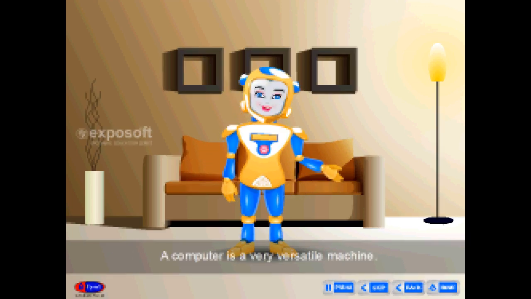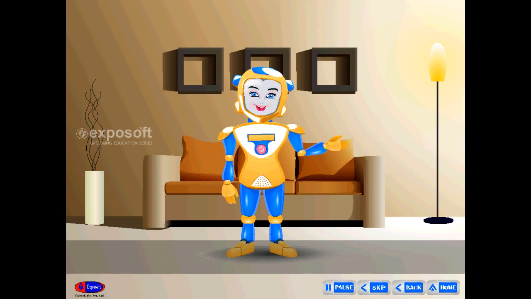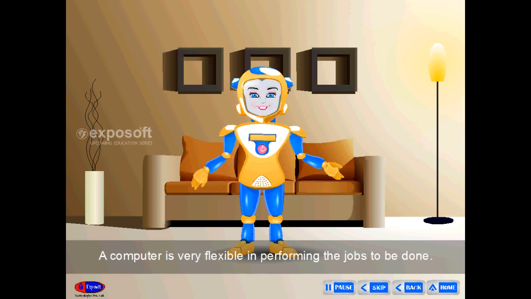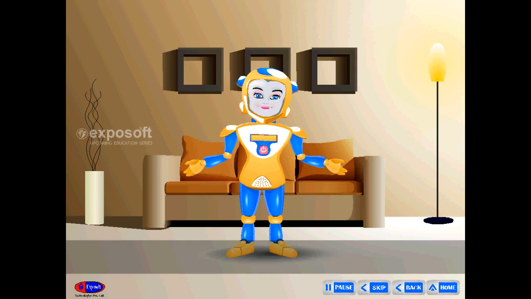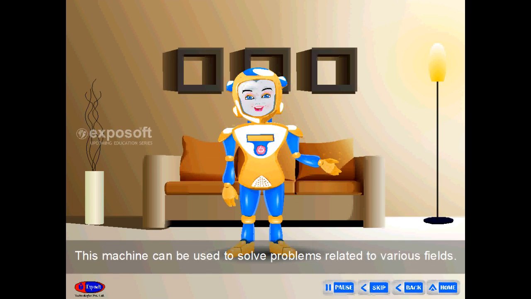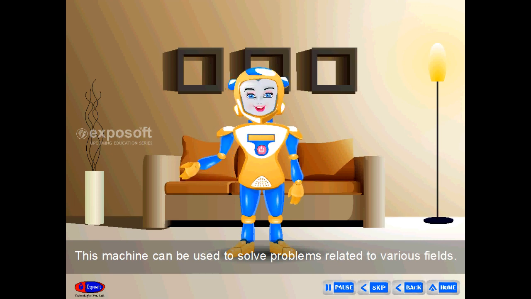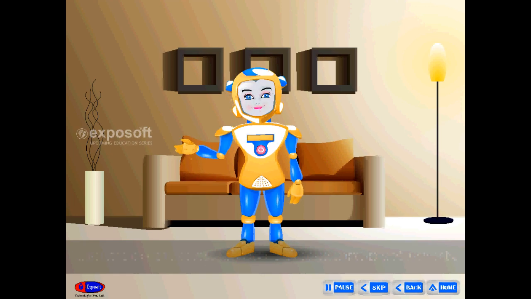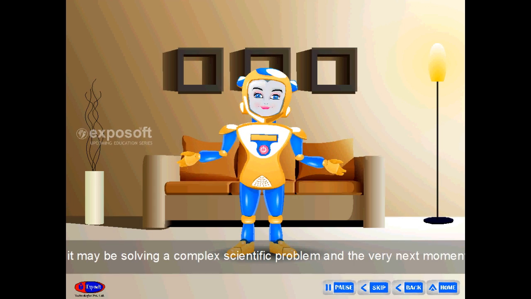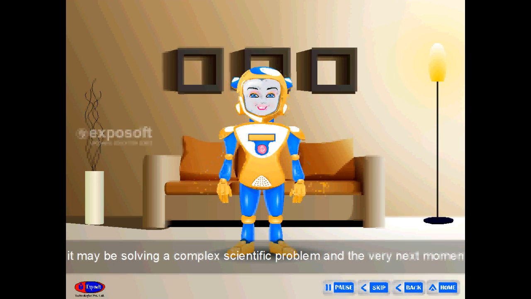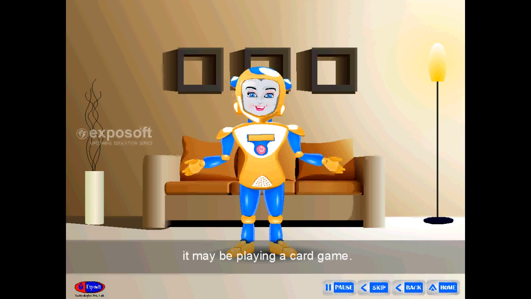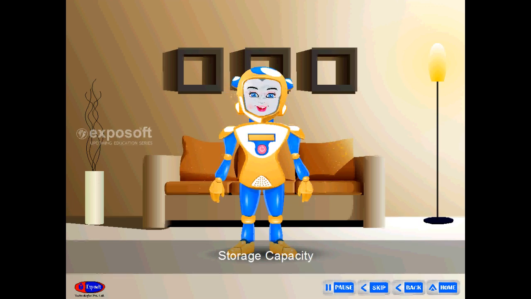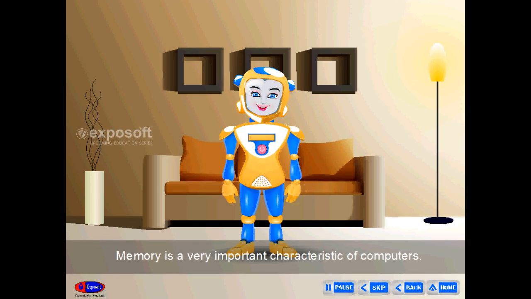Versatility. A computer is a very versatile machine. A computer is very flexible in performing the jobs to be done. This machine can be used to solve problems related to various fields. At one instance, it may be solving a complex scientific problem, and the very next moment, it may be playing a card game.